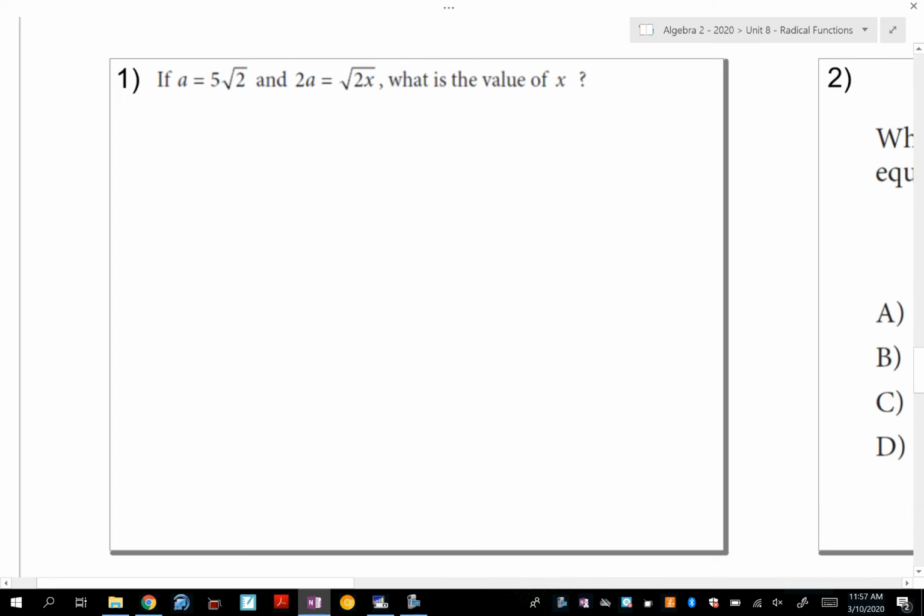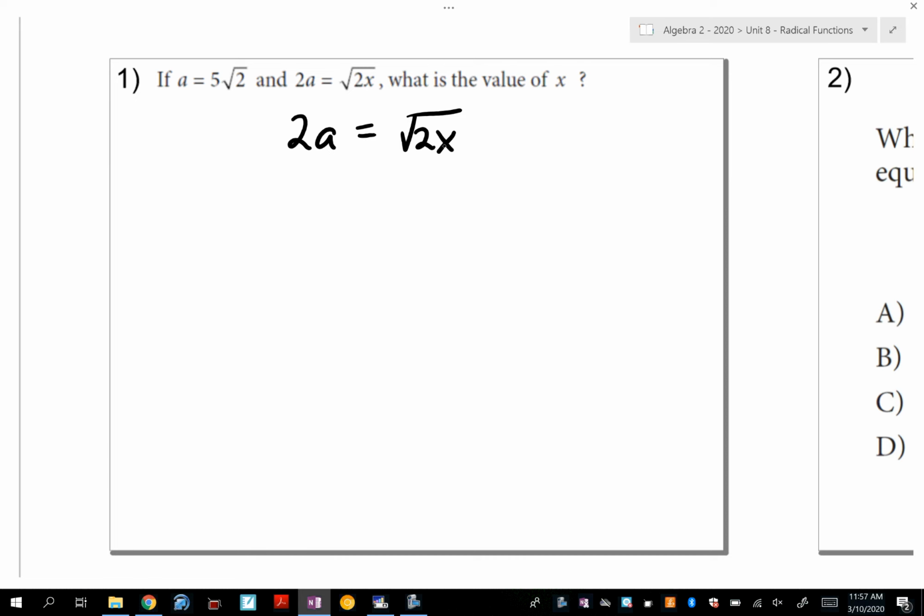All right, so in number 1, it says if a is equal to 5 times the square root of 2, and 2 times a is equal to the square root of 2x, what is the value of x? Well, so I wrote down 2a equals the square root of 2x. Now when I look at this, I notice I have 2 unknowns. What value do they want for me? They want x, actually. They don't want a, they want x.